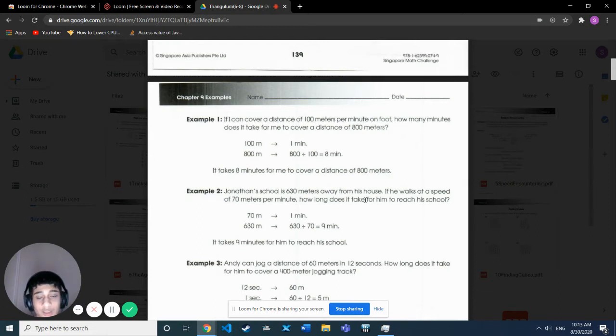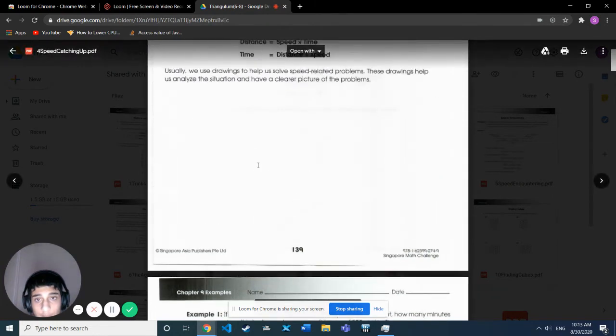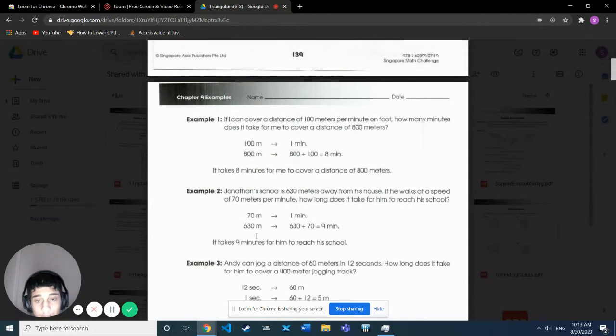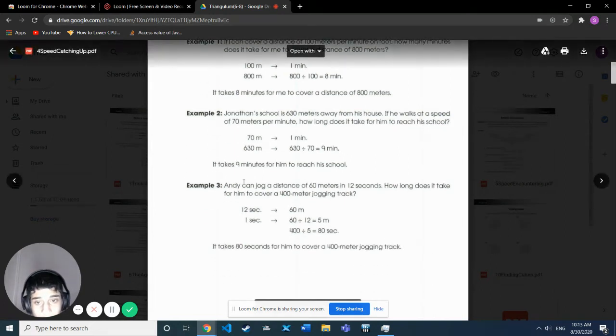Jonathan's school is 630 meters away from his house. If he walks at a speed of 70 meters per minute, how long does it take for him to reach his school? 70 meters per 1 minute is our unit of speed here, and we're looking for time again, so we use the same formula. When you divide 630 by 70, you get 9 minutes. So the answer for this one is 9 minutes.